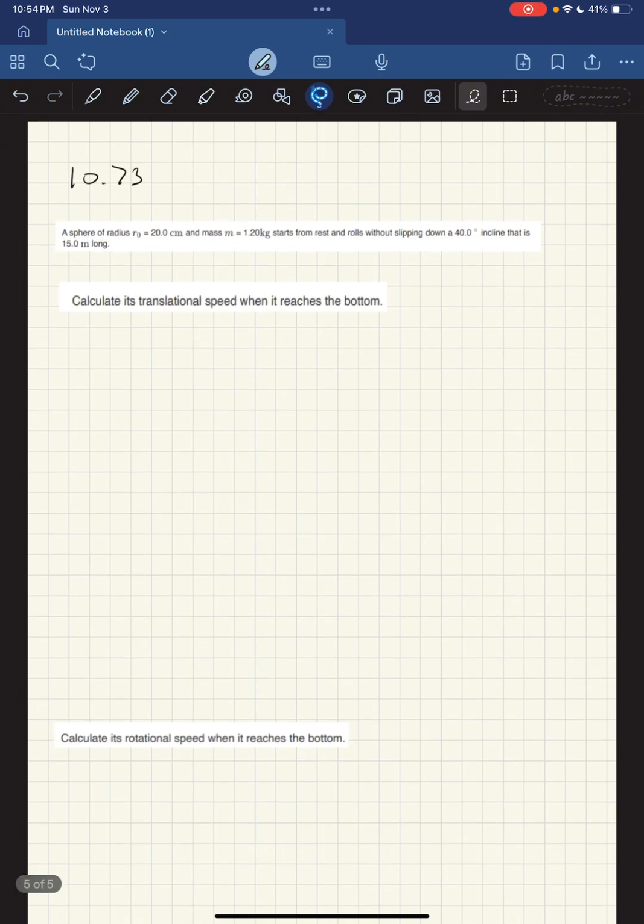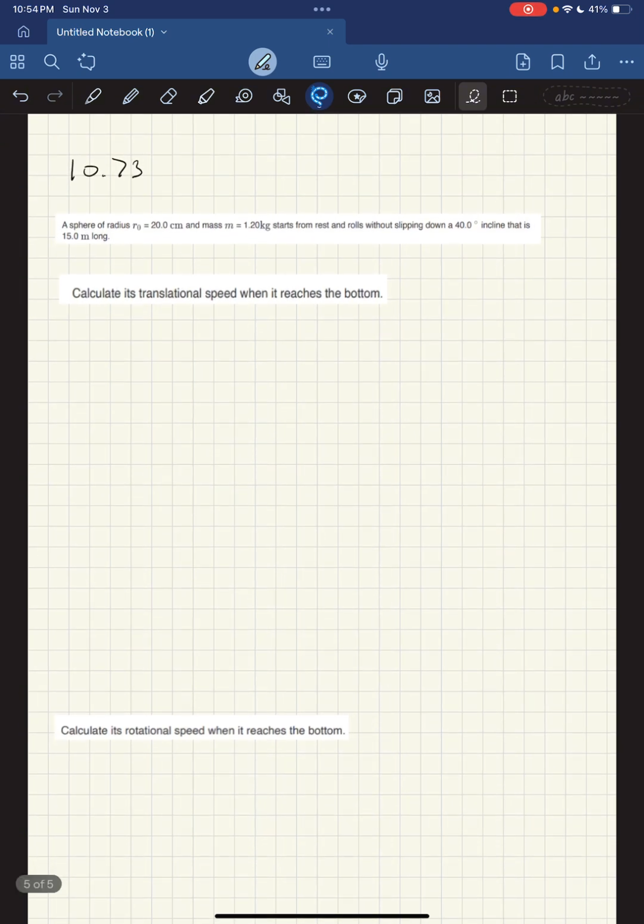Today we are looking at problem 10.73. A sphere of radius r0 equal to 20 centimeters and a mass m of 1.2 kilograms starts from rest and rolls without slipping down a 40-degree inclined plane that is 15 meters long. First, it's asking us to calculate its translational speed when it reaches the bottom.